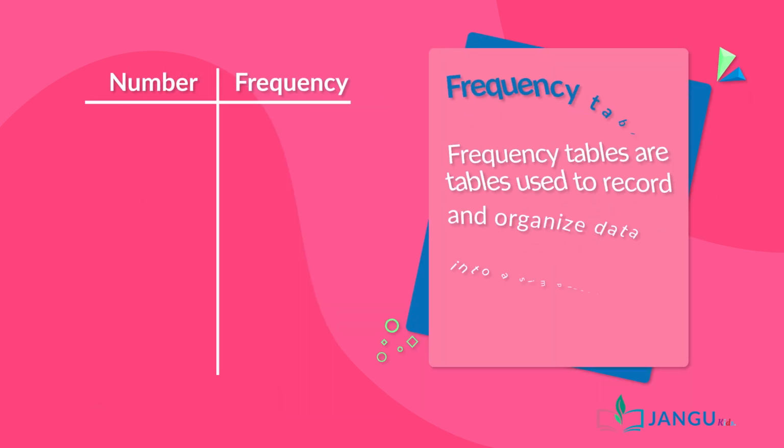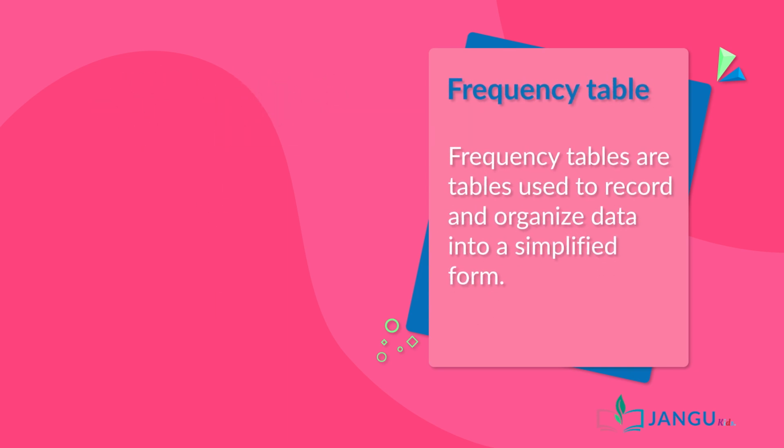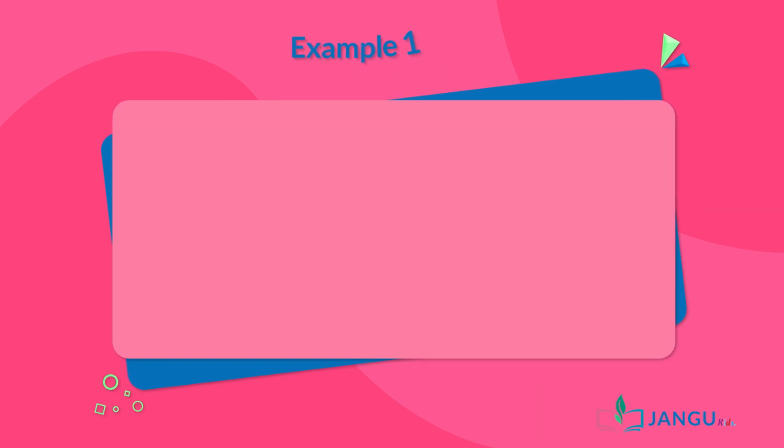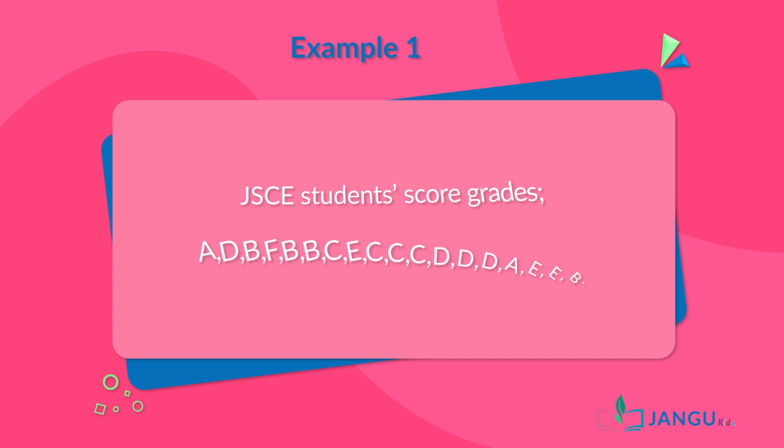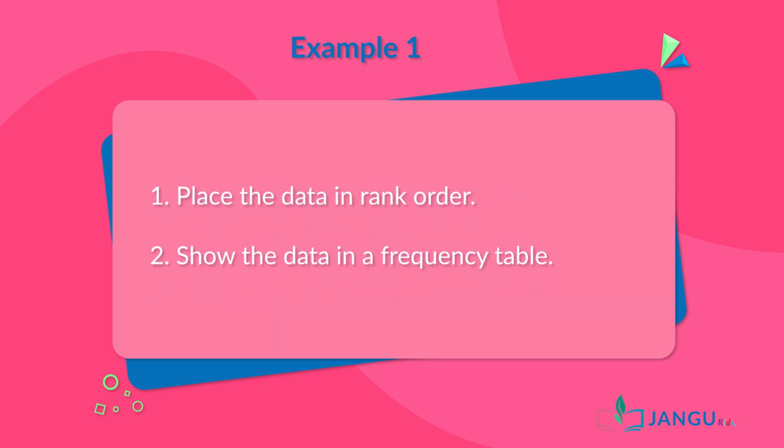Recall, frequency tables are tables used to record and organize data in a simplified form. For example, from this data of 18 GCSE students' score grades in a mathematics test, you are required to use the data representation techniques to: 1. Place the data in a rank order, and 2. Show the data in a frequency table.